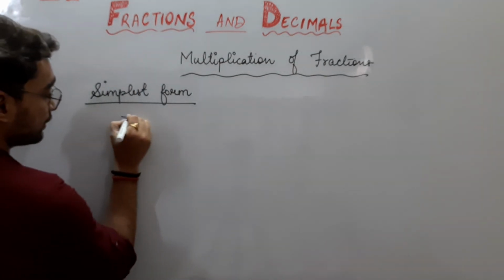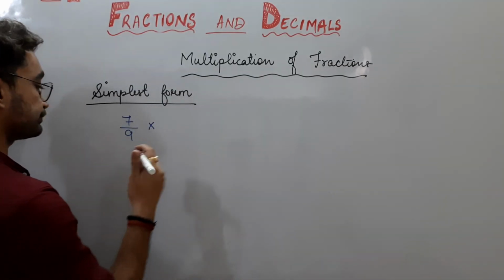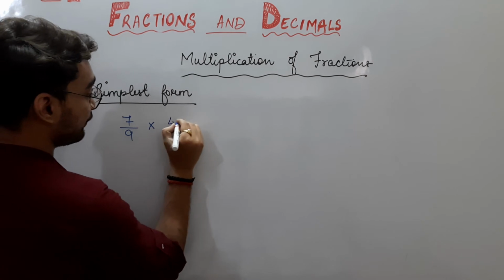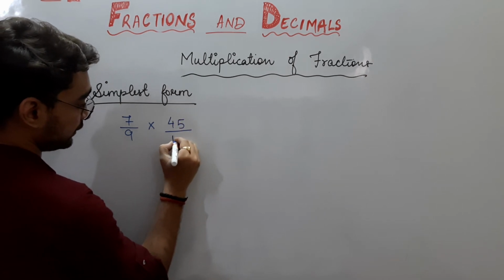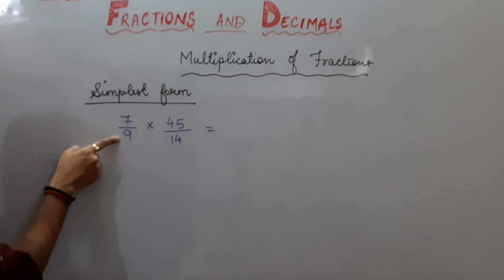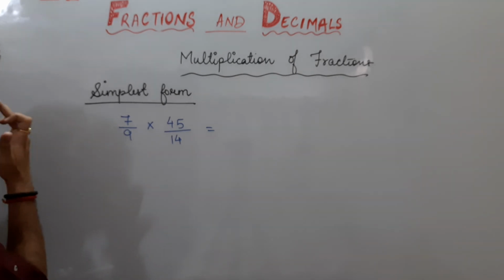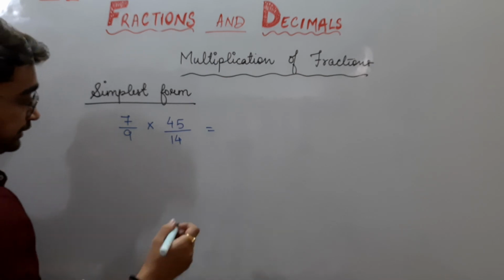Let us see 7 into 9 multiplied by 45 by 14. Okay, let's check that. Is it possible for me to reduce these two fractions, the numerator and denominator in the same fraction? No. What about this one? No. But I want to check them crosswise.